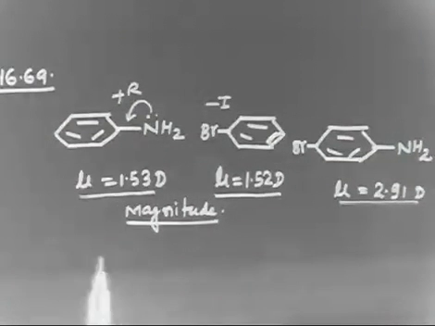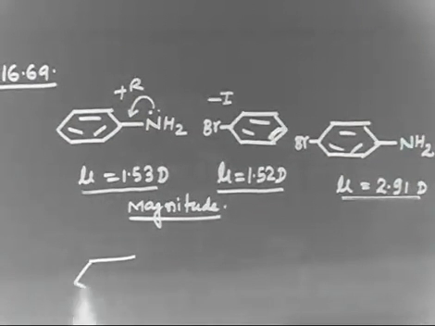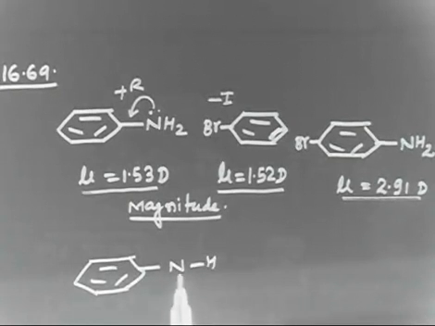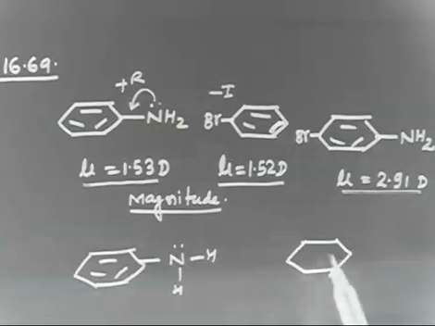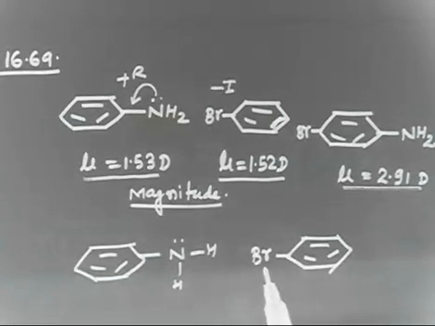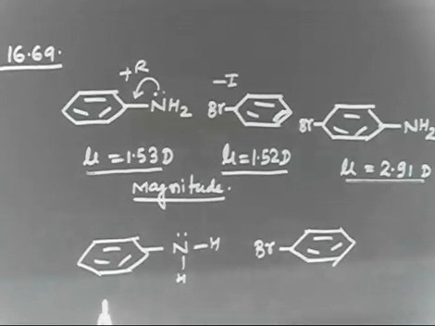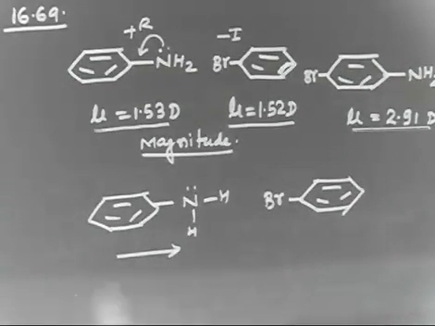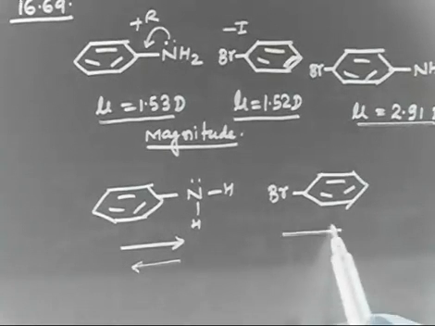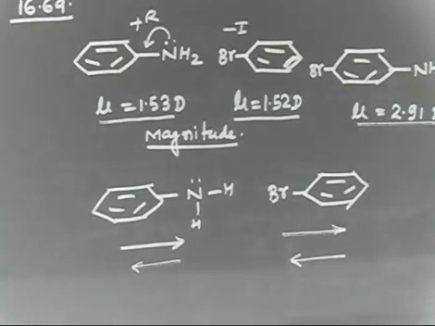This means we have a question something like this. I have a dipole moment in aniline and I have a dipole moment in bromobenzene, because the magnitude is given to you. Now what will be the direction? Either two options we have, either dipole moment in this case aniline is this side or this side. In this case also I have two options, either this side or this side.